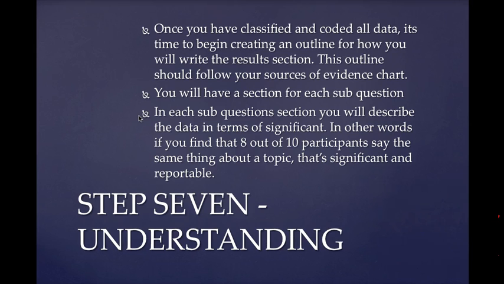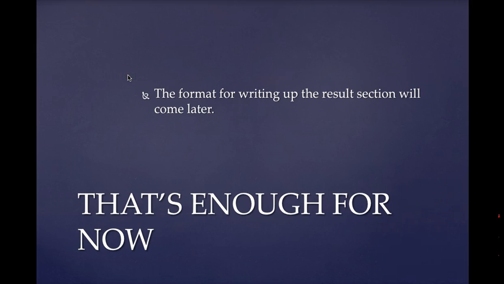What's significant? If 8 out of 10 participants say something about a topic, that's significant and reportable. I'll say 8 out of 10 participants indicated X, Y, Z, and then I'll discuss it. I'll give some quotations from the data. That's how you begin to create that outline to help you think about how you're going to construct this section. But we're not going to talk about that today. That's way too much. The format for writing up the results section will come later. But for now, you've got to collect the data, read it and understand it, immerse yourself in it, classify it, code it, and group it.